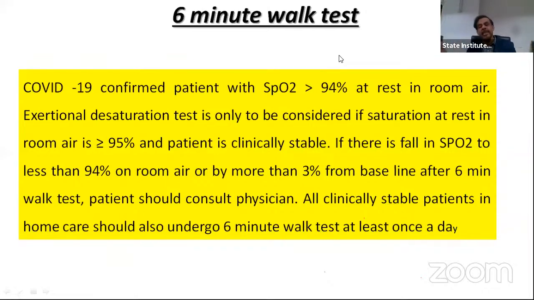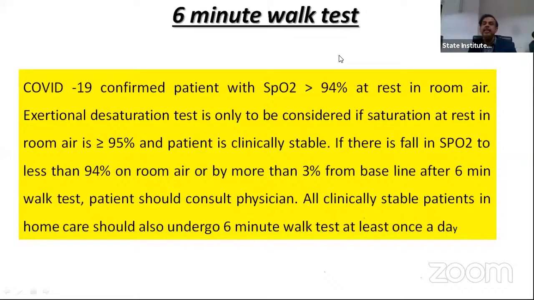Now, for the 6 minutes, the patient may walk at his own pace. Then you tell the patient to measure saturation again. If the saturation falls below 94% on room air, or there is a 3% fall from baseline after the 6 minute walk test, the patient should consult a physician. That's important. Another test that you should advise the patient is the breath holding test.